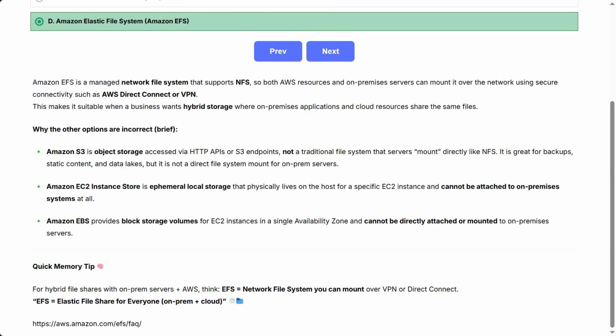Quick memory tip. For hybrid file shares with on-prem servers and AWS, think EFS equals network file system you can mount over VPN or Direct Connect. EFS equals elastic file share for everyone, on-prem and cloud.